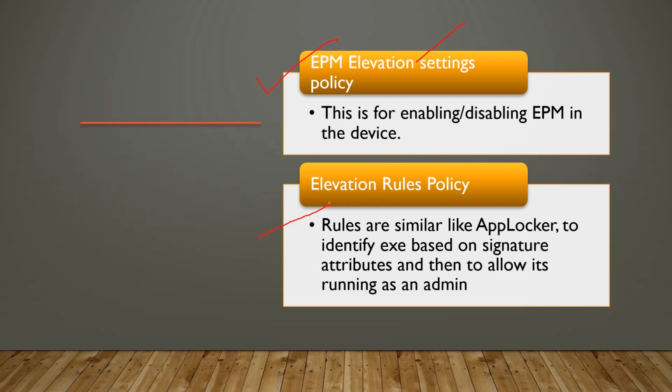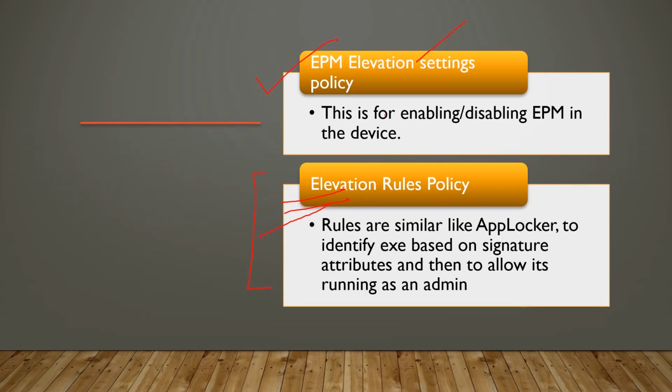So where do I define which are those specific applications for which the end user is going to become an admin? We determine that in the elevation rule policy. But what is the elevation rule policy doing? It's making a standard user an admin for a specific application, which is an endpoint, which is an EPM feature. So you can make use of elevation rule policy only after EPM is turned on in the machine, right?